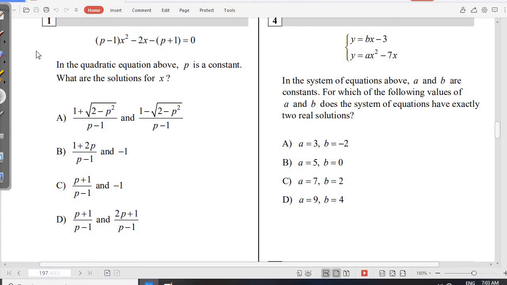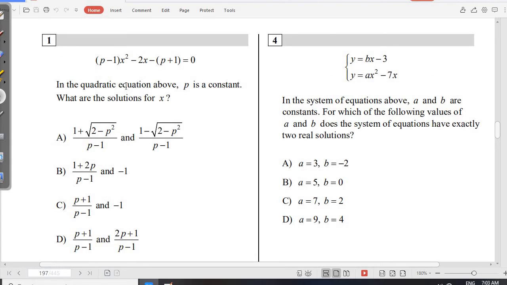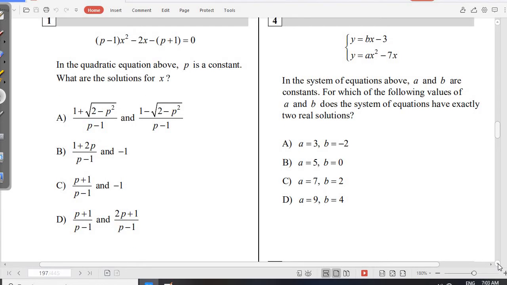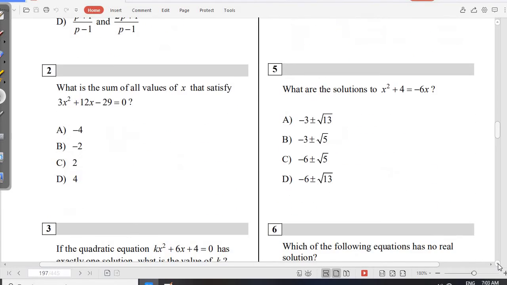From what we did yesterday, these questions are quite easy to solve. You already know how to solve them. You are using the formula method, and that's what we talked about here. We talked about using the formula method to solve each of them. Look at question number 2. Sum of all values of x that satisfy 3x squared minus 12x minus 29 is equal to 0. All we needed to do is solve it by the quadratic method, and then the two values of x that come up, add them together. That's your answer.